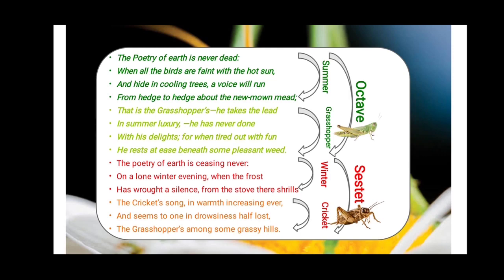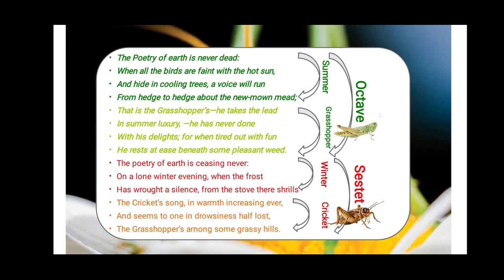Now, the structure of this poem. Look at the structure. The deep green colored lines are forming the octave's first quatrain, and the light green lines are forming the last quatrain of the octave. The first quatrain reminds us about the summer. The second quatrain reminds us about the grasshopper.